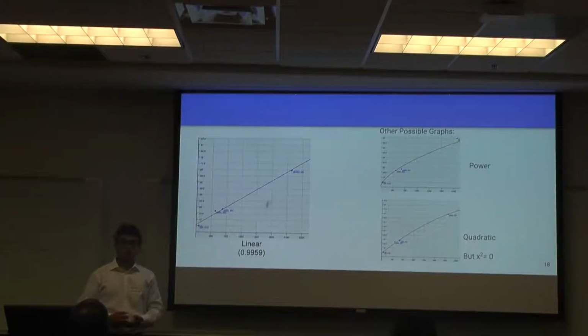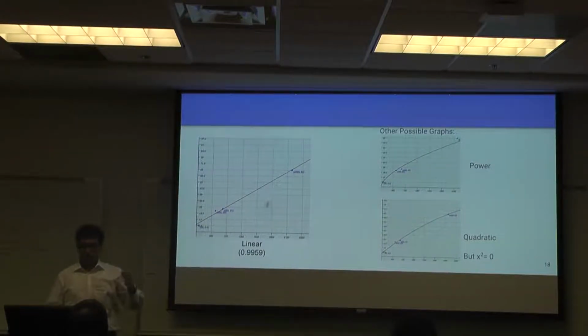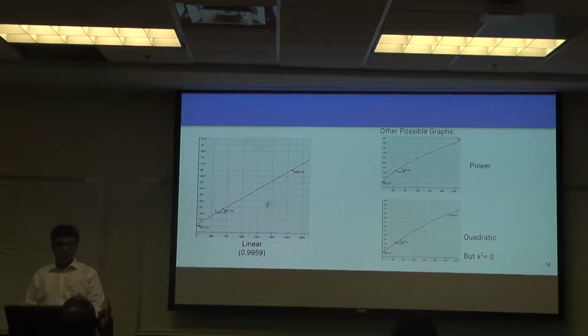The R value shows us our correlation between diameter and mass. So it has a correlation of 0.9959, which is pretty close to 1, and 1 is basically saying that there's a complete correlation with mass and diameter. So, yeah.